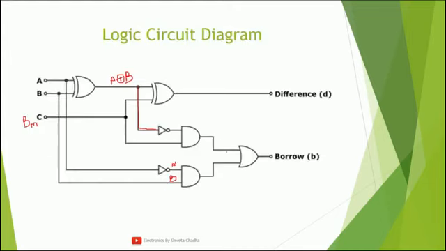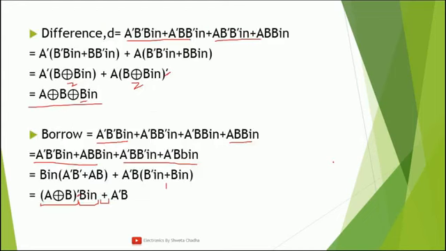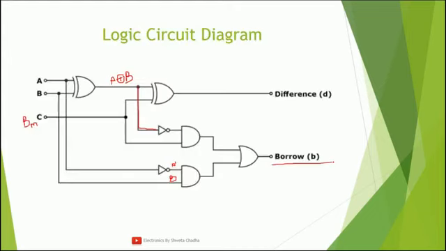Plus means OR gate. Hence you are supposed to get the borrow logic circuit diagram as well, that is A XNOR B in plus A bar B. So this is the final logic circuit diagram for full subtractor.